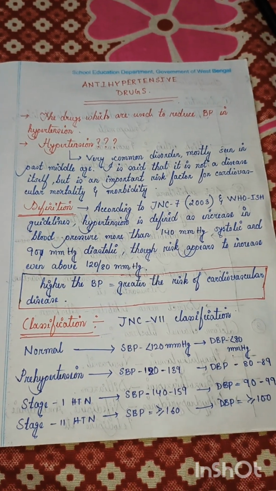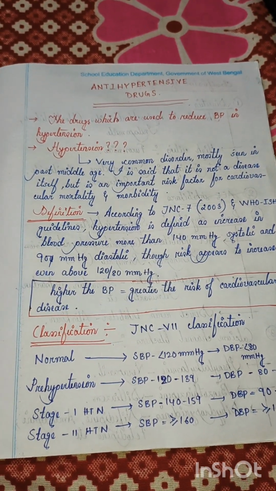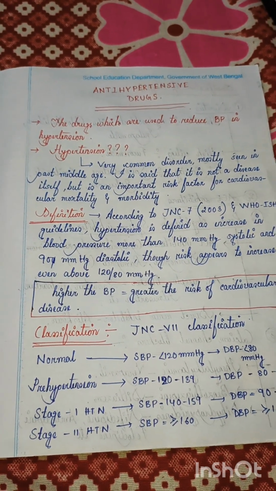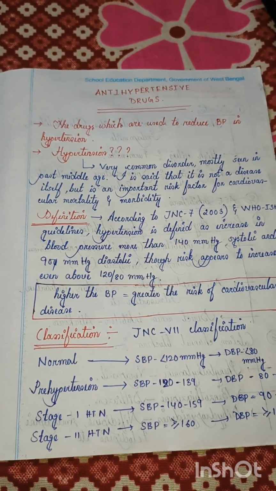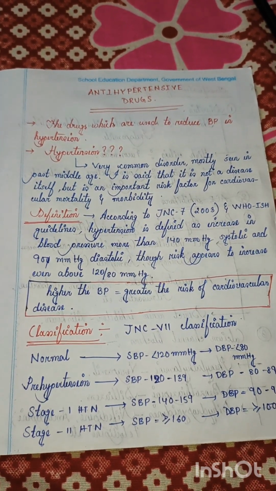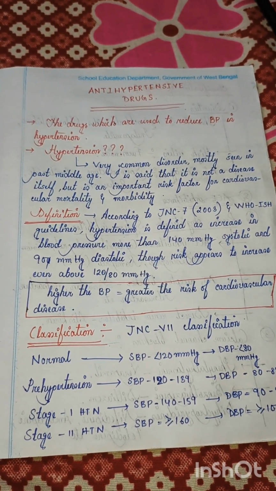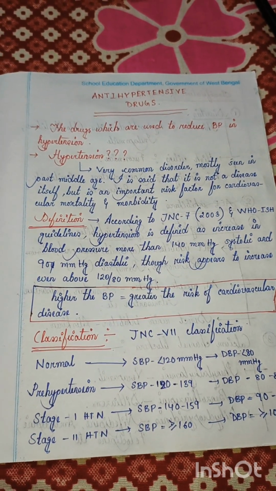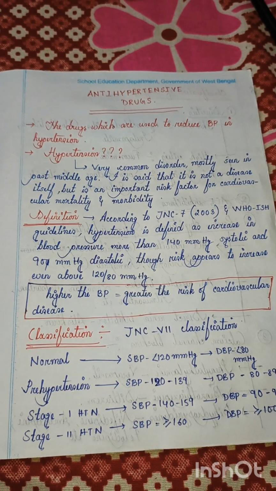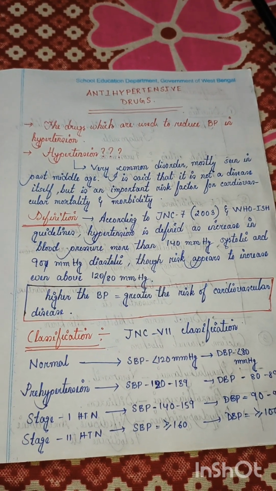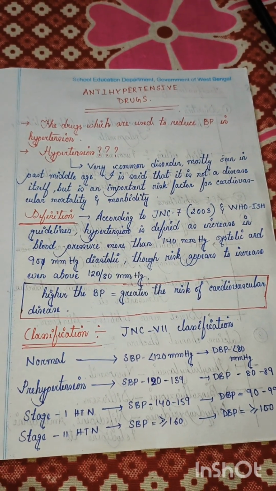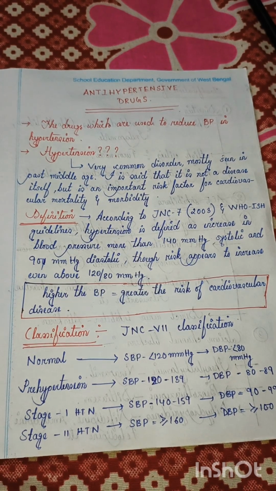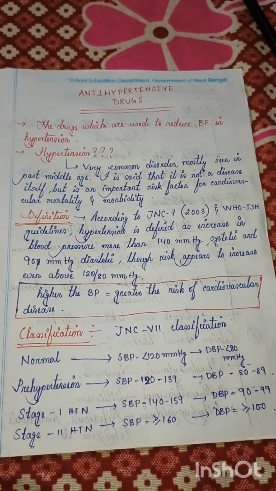So according to JNC 7, when it increases to more than 140 by 90, it is considered as hypertension. But in the ideal situation, 120 by 80 mm Hg, when it increases beyond 120 by 80 mm Hg, it is also considered as hypertension. As you can see, I have written: the higher the blood pressure, the greater the risk of cardiovascular diseases. Now coming to the classification.